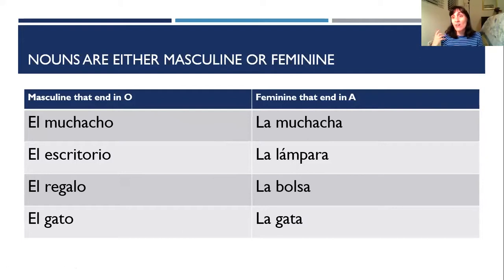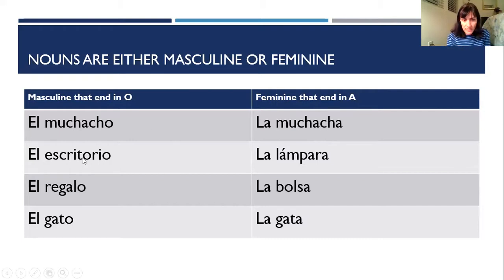So how can you know if a noun is masculine or feminine? Sometimes you can look at it and tell. Many nouns that are masculine end in O, or many words that end in O are masculine. El muchacho is masculine versus la muchacha is feminine. El muchacho is a boy, la muchacha is the girl. So the O ending is the masculine ending and the A ending is the feminine ending. And that's a general rule in Spanish. But it doesn't always work out that way. There are exceptions to that.